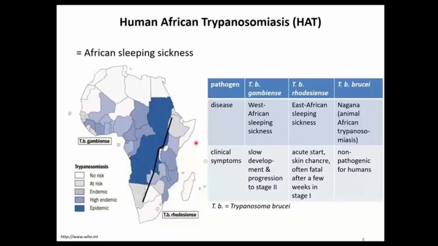This disease is caused by two different pathogens. The one is Trypanosoma brucei gambiense, causing the disease in the western part of Africa. There is also an East African sleeping sickness, which is caused by Trypanosoma brucei rhodesiense, and there is also an animal disease called Nagana disease, which is responsible for a huge economical burden in these regions. The Gambiense disease is characterized by a slow development and progression from the first stage of the disease to the second stage. I will come to these two disease stages in the next slides, whereas the Rhodesiense disease is fatal only after very few weeks.